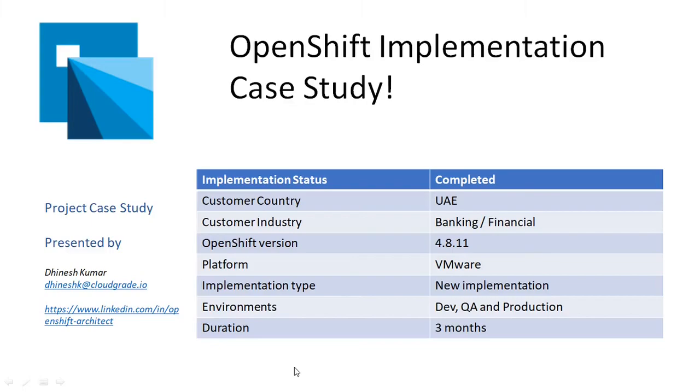Hi everyone. Good day. I am going to talk and share with you about our very recent OpenShift implementation we have done for our customer in UAE with a case study. This case study covers the business opportunity, problems, and solution we have presented.